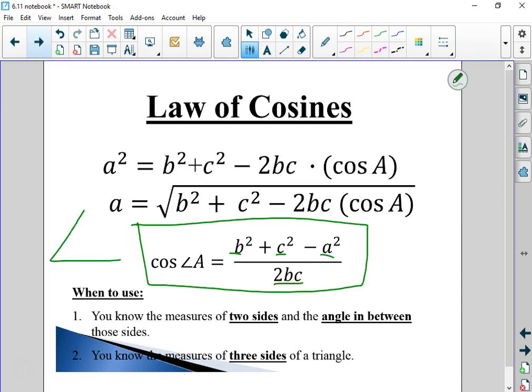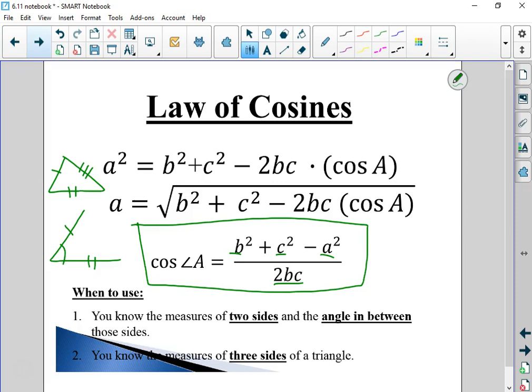So, for example, we know this side, this side, and that angle. All right? Or you know the measure of all three sides. So you know this, this, and this. That is when you're going to use the law of cosines.